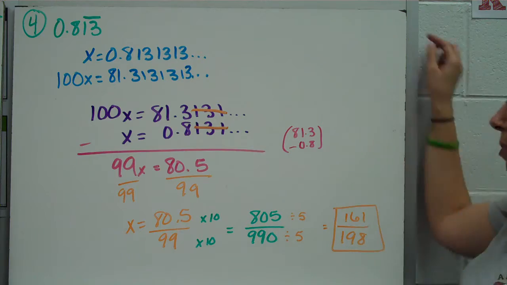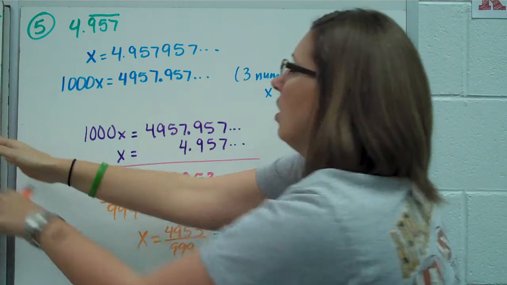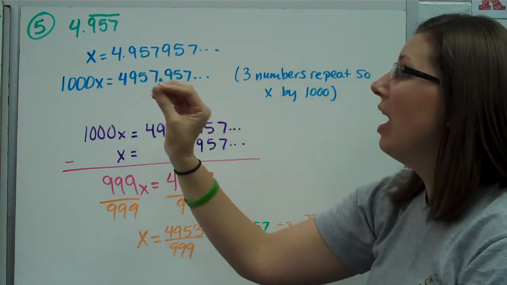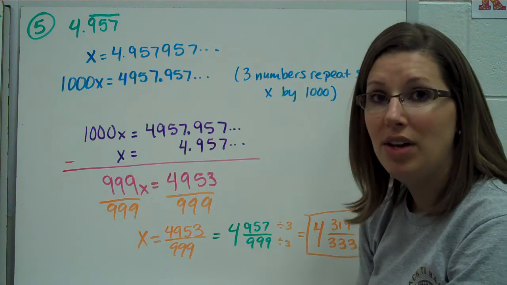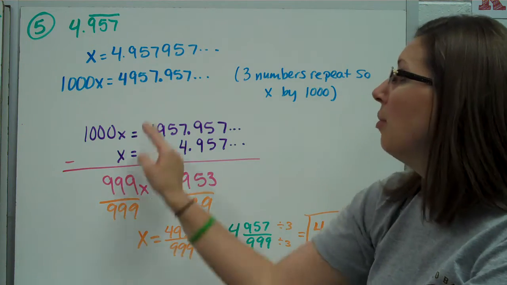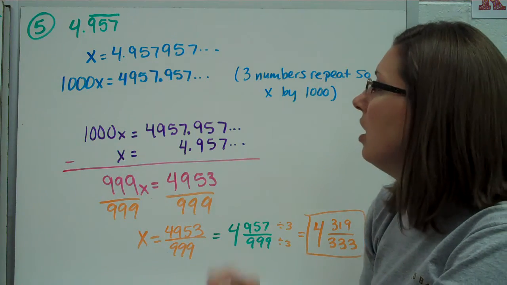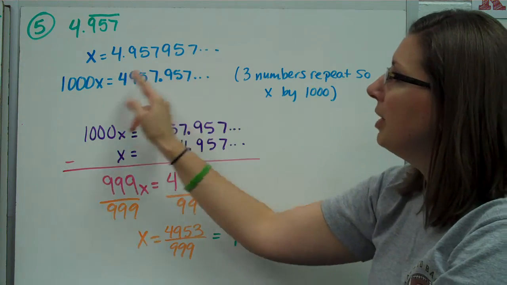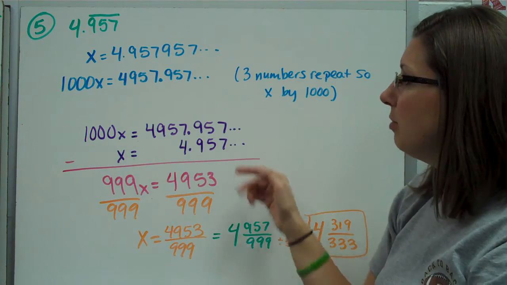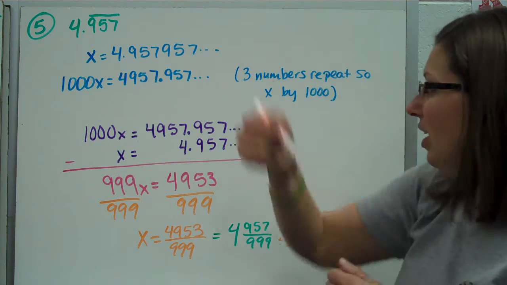Okay, I've got one more problem for you, and then we're all set. 4.957, in bar notation, and the bar is over the 9, the 5, and the 7. I've got 3 digits that repeat. I'm going to use the same process, but now I'm going to multiply by 1,000 because I've got the 3 digits that repeat. So here's my original number. Here's my number after I multiply it by 1,000. I set it up to subtract. Again, when we subtract decimals, we line up the decimal.